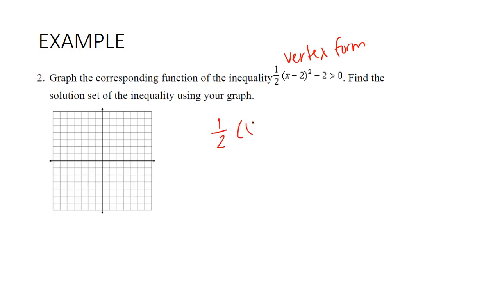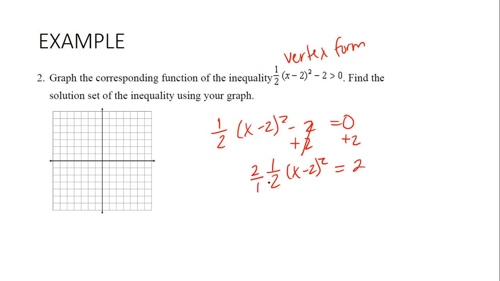But let's go over that this is doable by hand, because you're looking for when it equals 0 so that you know where to cross. So if I'm looking for when this equals 0, I just got to get x by itself. So I add 2 to both sides, and that leaves me with 1/2 x minus 2 squared equals 2. I got to get rid of the fraction, so I multiply by its reciprocal. What I do to one side, I have to do to the other. I'm left with x minus 2 squared equals 4.